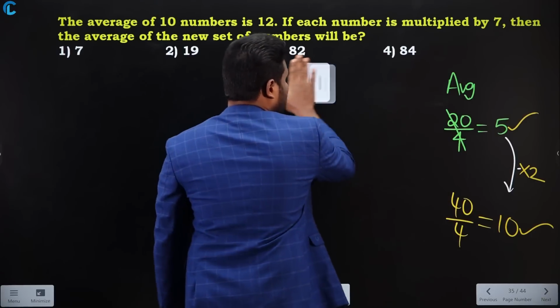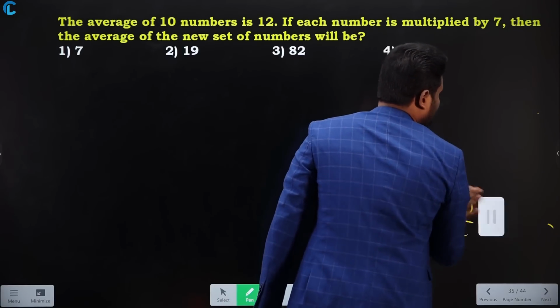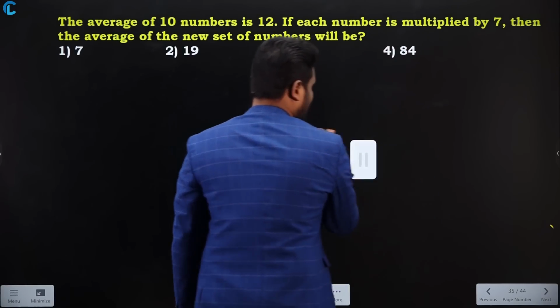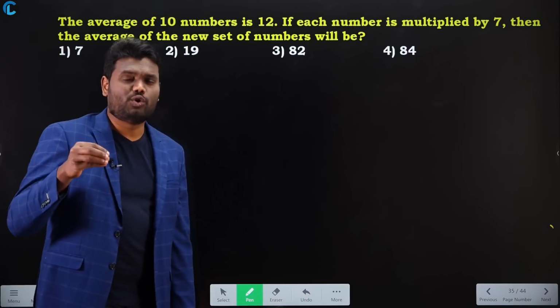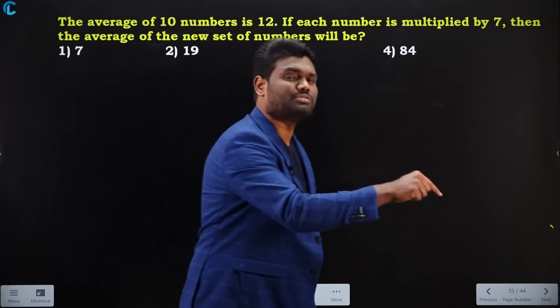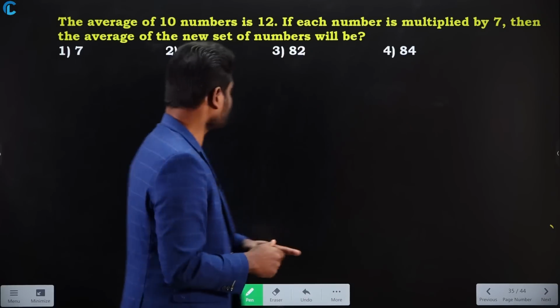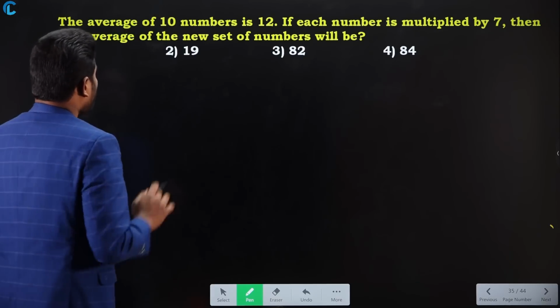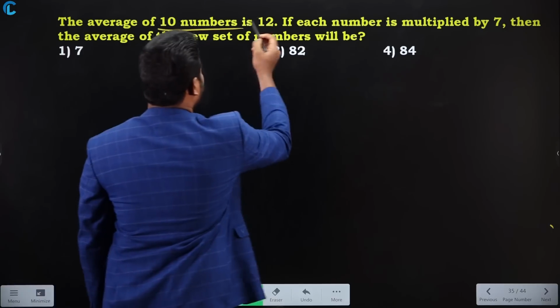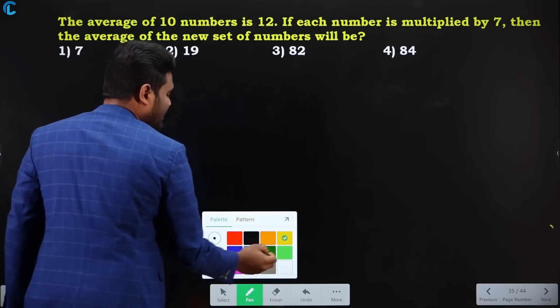Based upon this, now I am going to solve these questions. Observe here carefully. Very simple concept. Whatever you are trying to do for each and every number, the same thing is going to happen for the average. Look here, what is the question saying? The average of 10 numbers is 12. So there are 10 numbers.